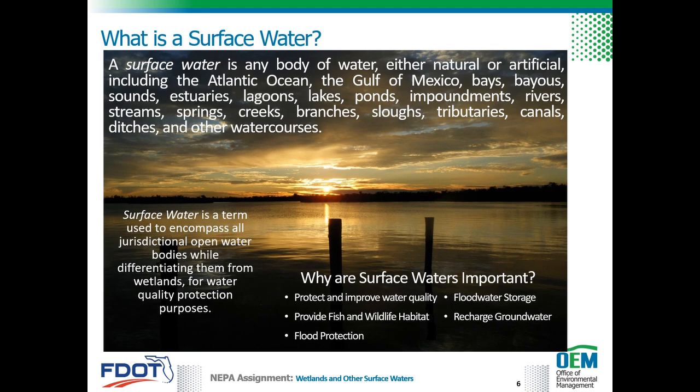A surface water is any natural or artificial body of water, including the Atlantic Ocean, the Gulf of Mexico, bays, bayous, sounds, estuaries, lagoons, lakes, ponds, impoundments, rivers, streams, springs, creeks, branches, sloughs, tributaries, canals, ditches, and other watercourses.